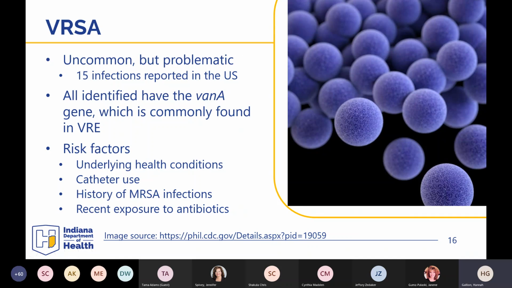VRSA was removed from the U.S. threat list in 2019 due to a low number of cases reported. To date, there have been only 15 infections reported in the United States. The most recent was in May of 2021 in Michigan. To date, all isolates have been found to have the VAN-A gene, which is commonly found in VRE. Risk factors for VRSA include underlying health conditions, catheter use, history of MRSA infections, and recent exposure to antibiotics. VRSA is reportable in Indiana. However, we have not had any cases to date.